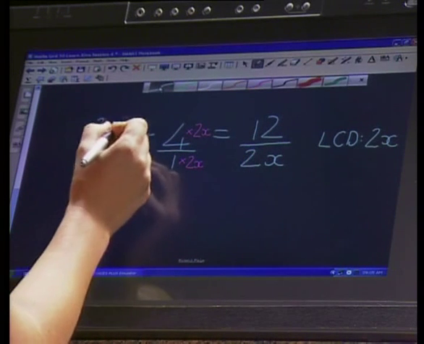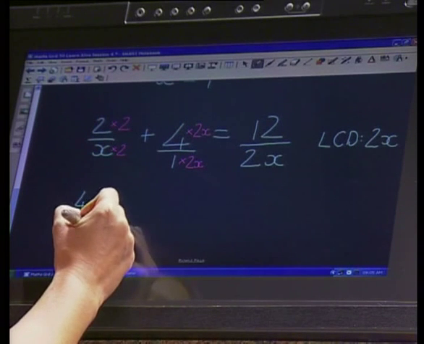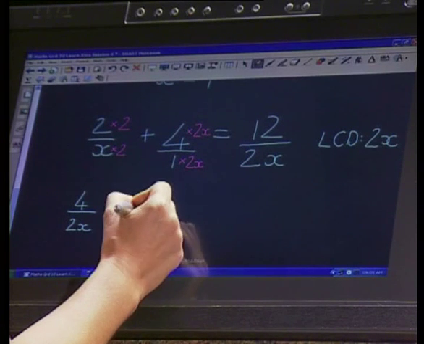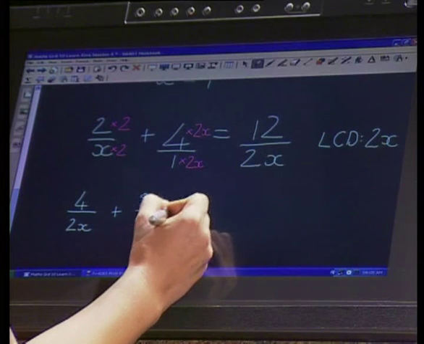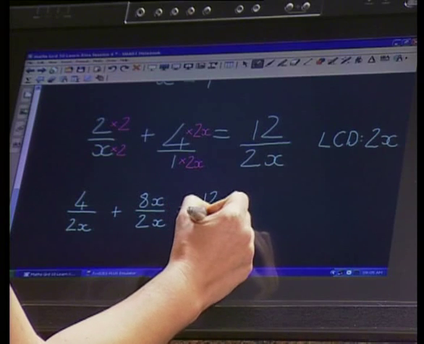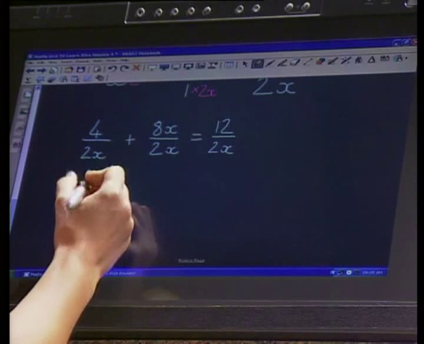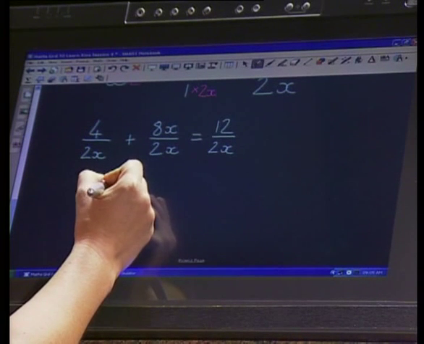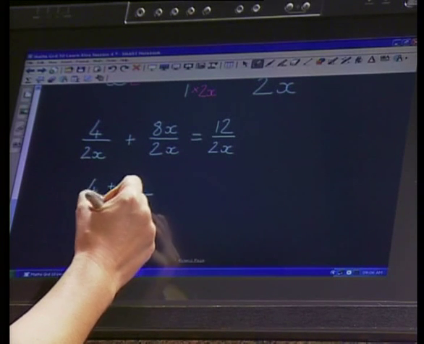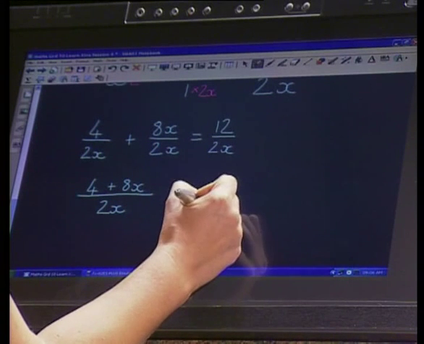So let's do all of those changes. 2 times 2 is equal to 4 over 2x. 4 times 2x gives us 8x over 2x. And 12 over 2x stays 12 over 2x. Now I'm going to put everything over one denominator just to make it easier to work with. In other words, we're adding those two terms. Because they are not like terms, we can't add the values, but we can show that they are still being added. So 4 plus 8x over 2x is equal to 12 over 2x.